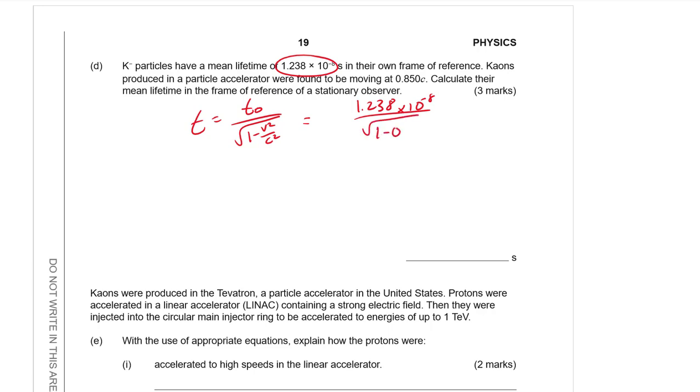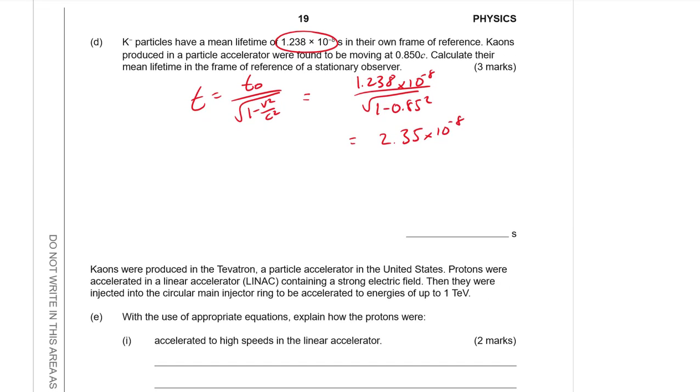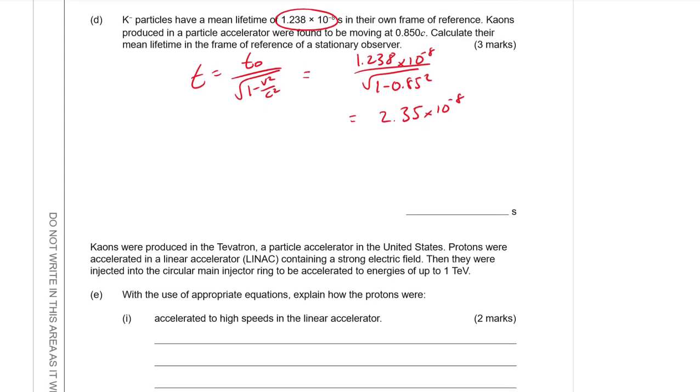And 1 take 0.85 squared. And what I get is 2.35 times 10 to the negative 8. So it's longer, and that makes sense. If I'm looking at this particle that's traveling really, really fast, then the time elapsed with that particle, according to me, will be slower. So 2.35 times 10 to the negative 8 seconds.